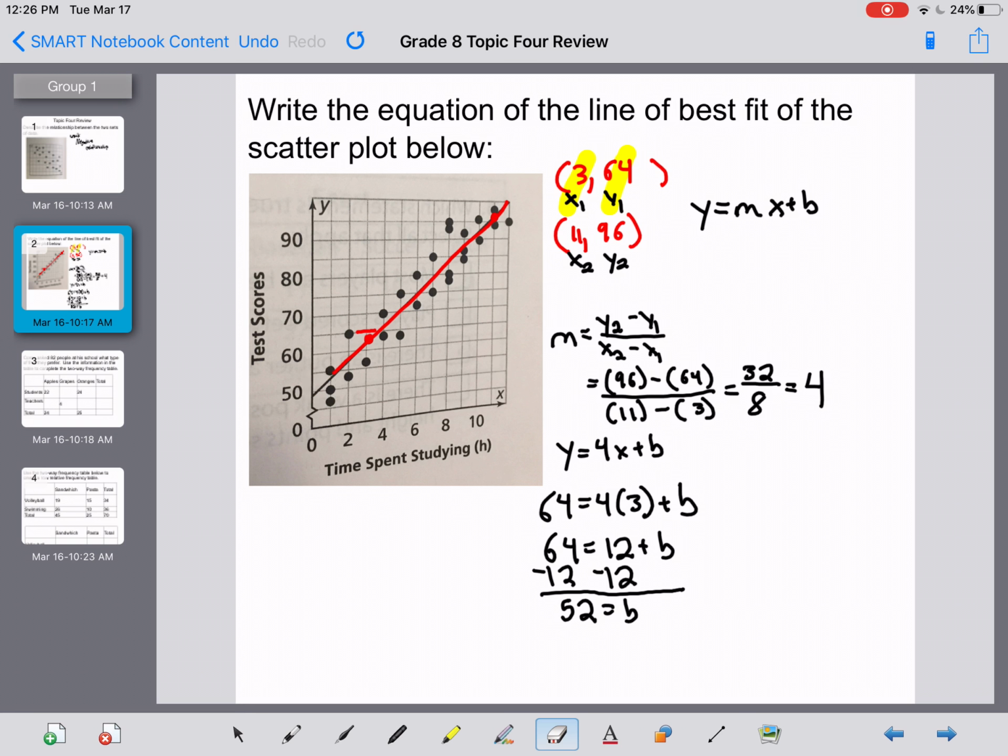And then if I look at my graph, again, since my points aren't exact, it should be close. And I see here that my y-intercept is very close to 50. So 52 would make sense for my y-intercept. So my equation of my line of best fit is y equals 4x plus 52.